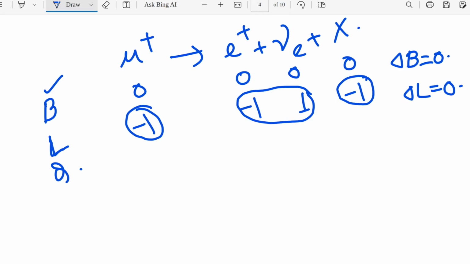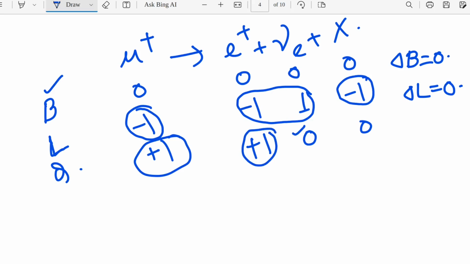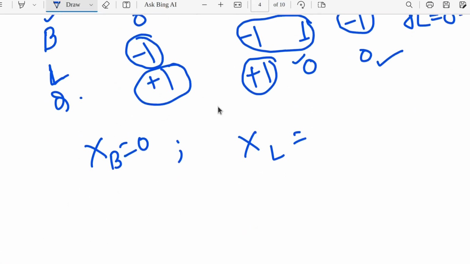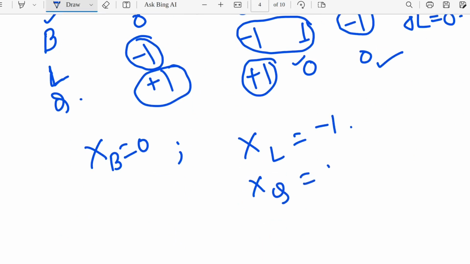So obviously on the right hand side there must be a -1, and the lepton number of x will be -1. Now coming to charge, mu plus has charge +1, e plus has charge +1, nu e is a neutral particle so it has charge 0, and x has charge 0, because on the left hand side it is +1 and on the right hand side it is already +1, so the charge of x should be 0. So from these conditions, x of B will be 0, x of L will be -1 and x of Q will be 0.